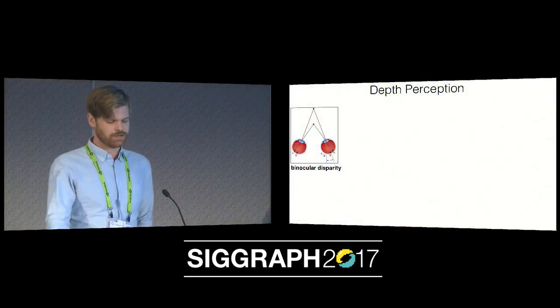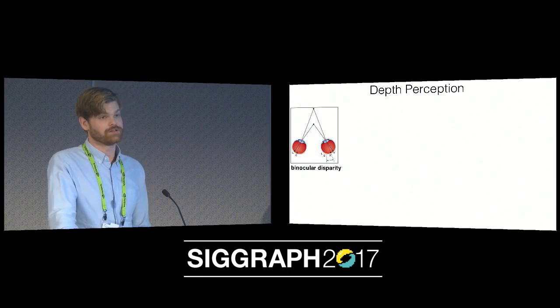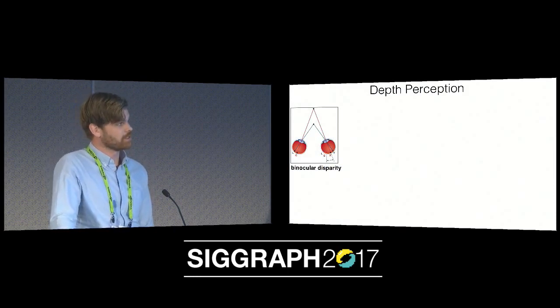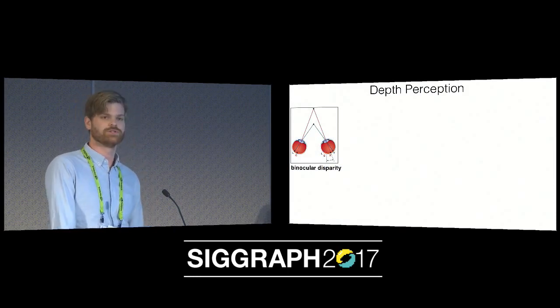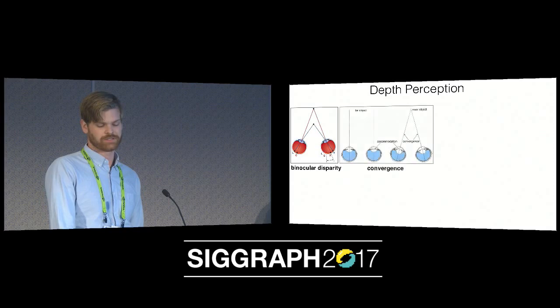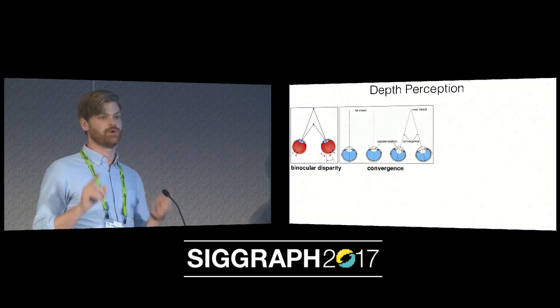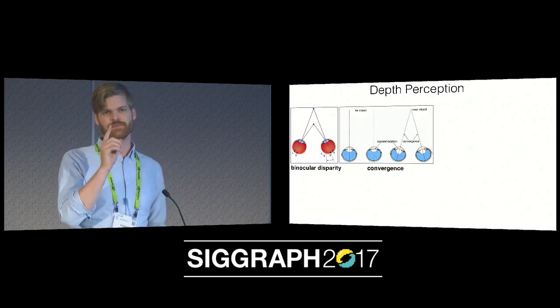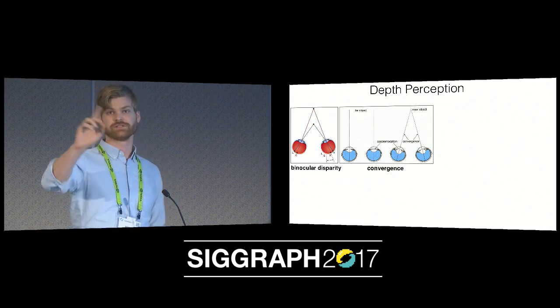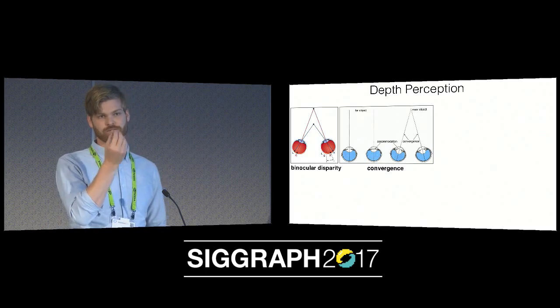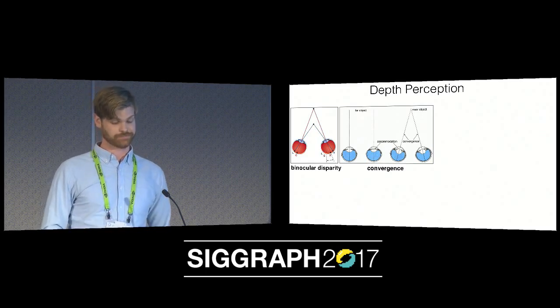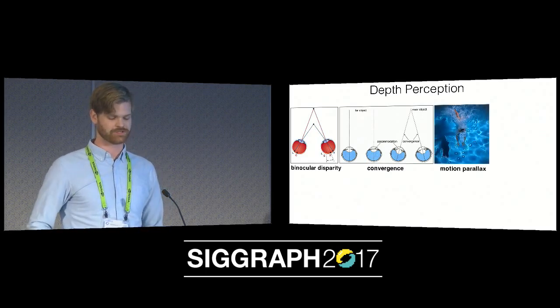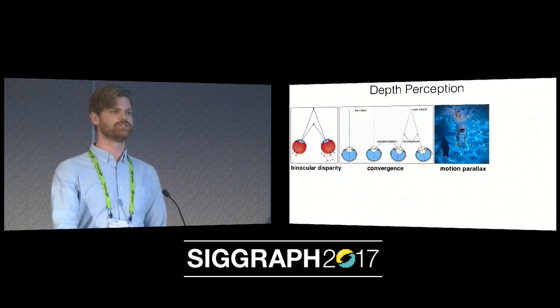Some of the depth cues I'll be talking about now start off with binocular disparity, which is the relative shift between the images that we perceive. And binocular disparity drives something that is called convergence, which is the relative rotation of our eyeballs. So if I look at something that's very close to me, my eyes rotate inwards, but as I look somewhere further away, my eyes rotate outwards. So this is convergence.